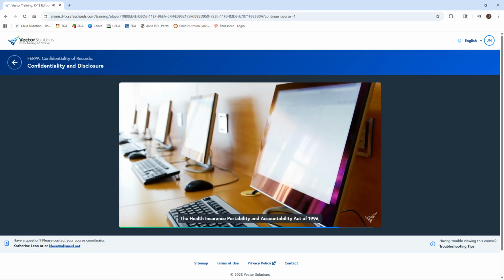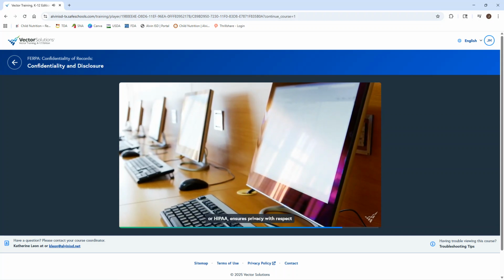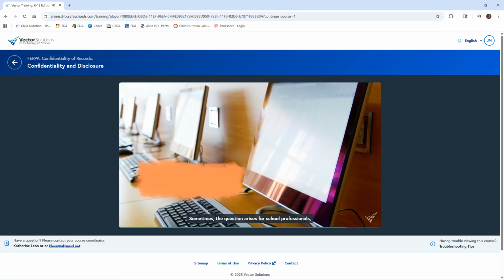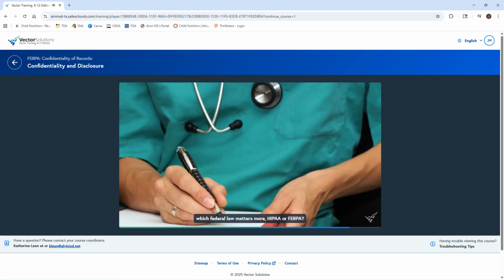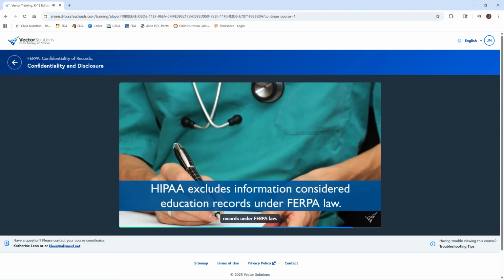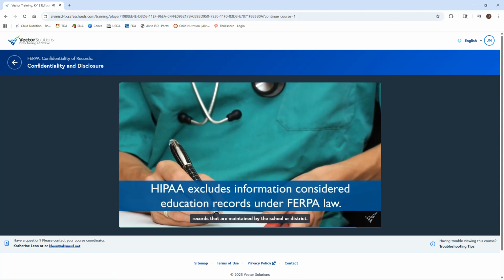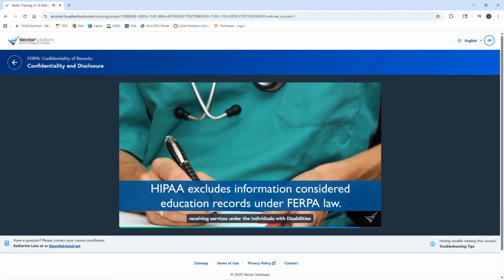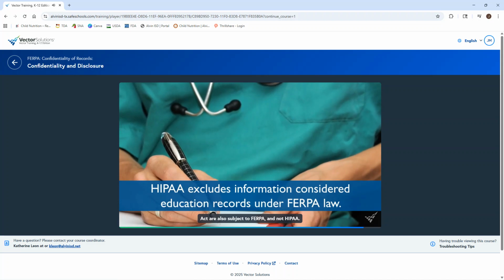The Health Insurance Portability and Accountability Act of 1996, or HIPAA, ensures privacy with respect to the electronic sharing of health information. Sometimes the question arises for school professionals which federal law matters more, HIPAA or FERPA. Generally, HIPAA excludes information considered education records under FERPA law. This information includes student health and immunization records that are maintained by the school or district. School nurse and medical records relating to students receiving services under the Individuals with Disabilities Act are also subject to FERPA and not HIPAA.